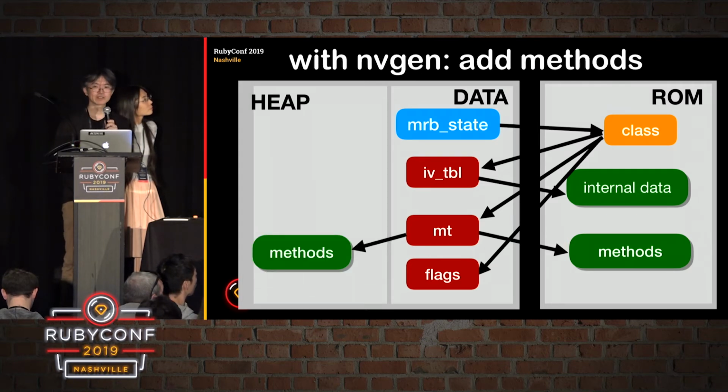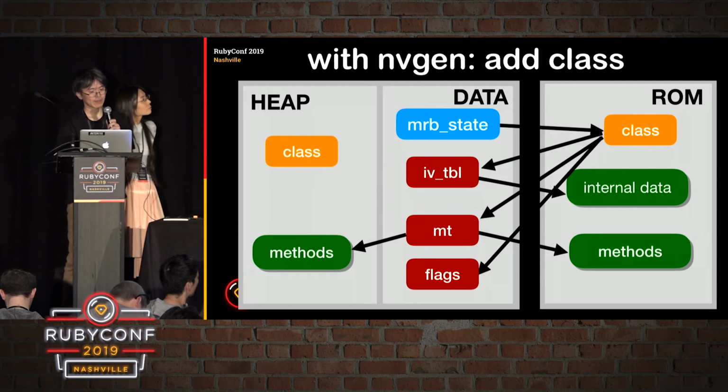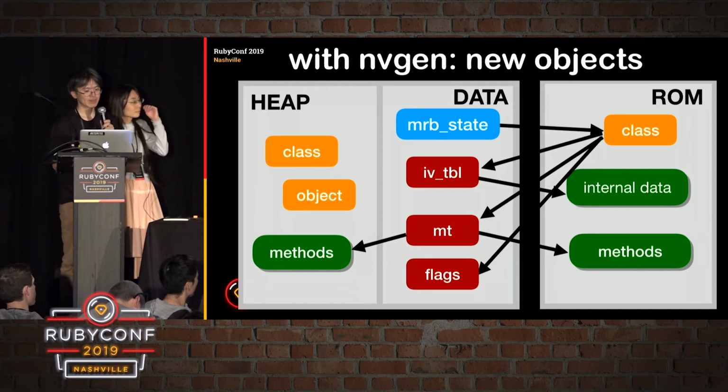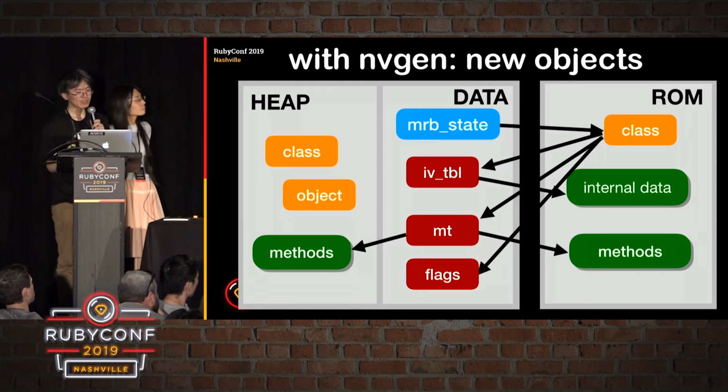Suppose a new method is added. In that case, the method information is placed in RAM, not ROM. Also, when classes or objects are created, they are placed in RAM. As you can see, NVGen is intended to improve execution at the time of initialization and does not change anything after the initialization process.